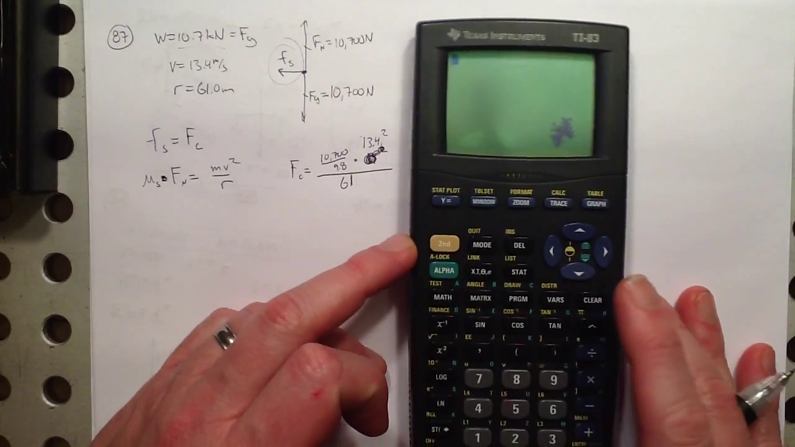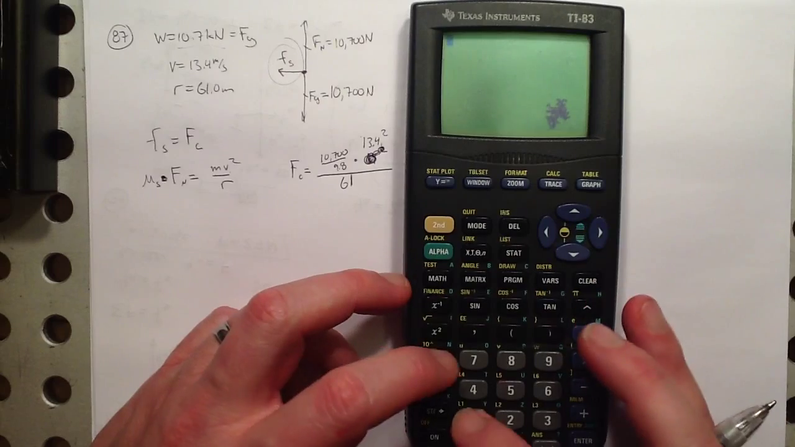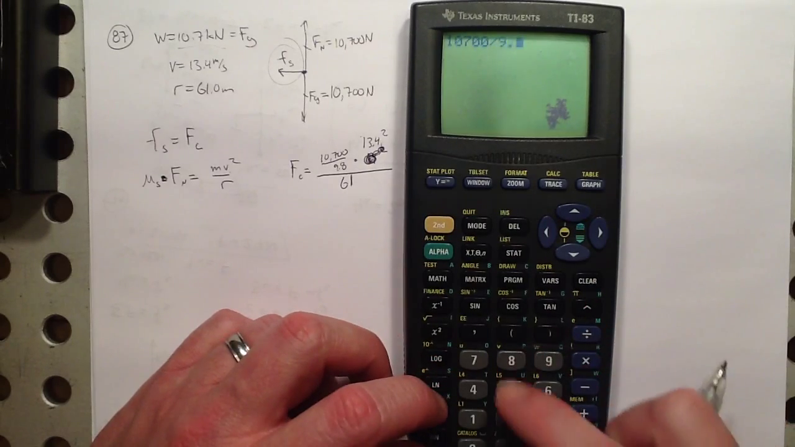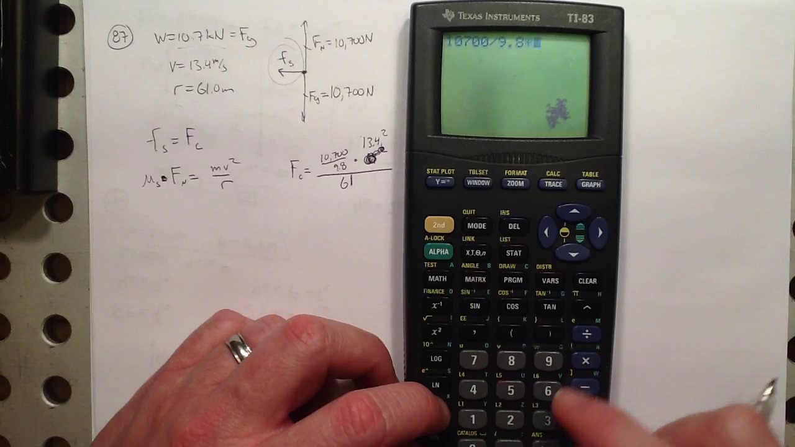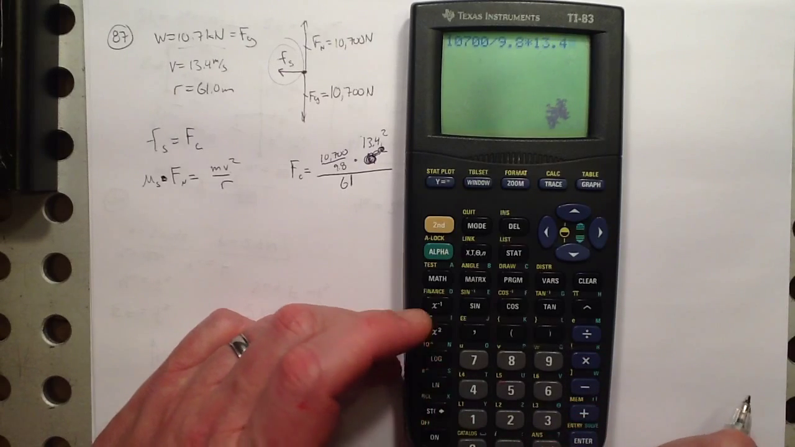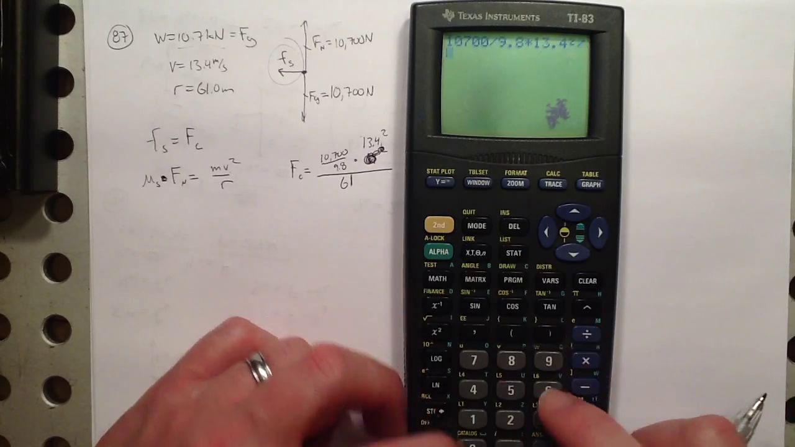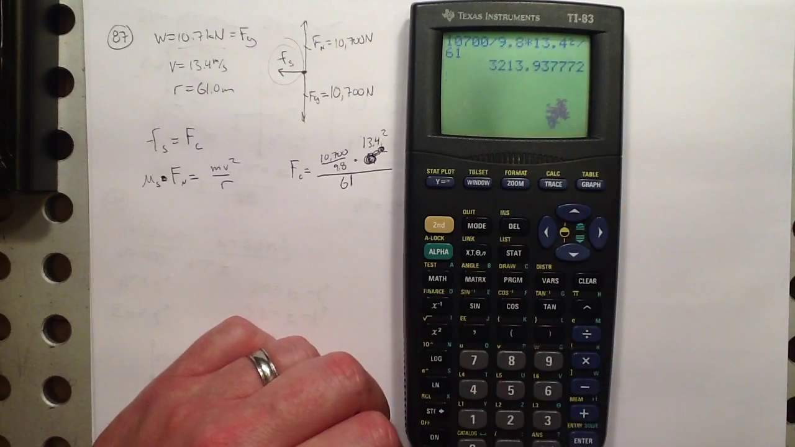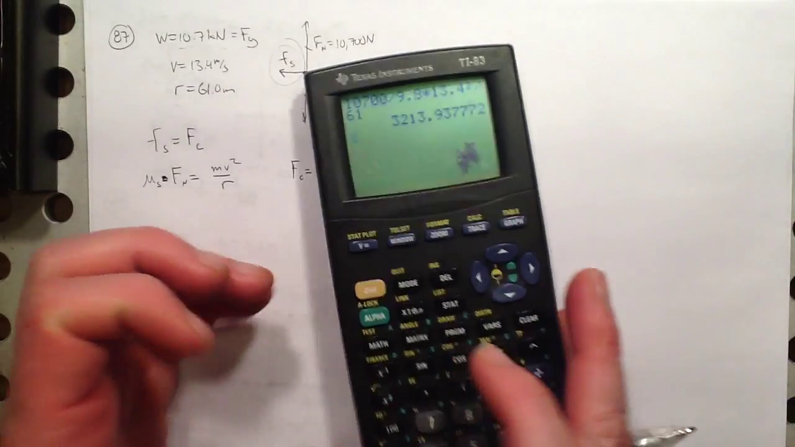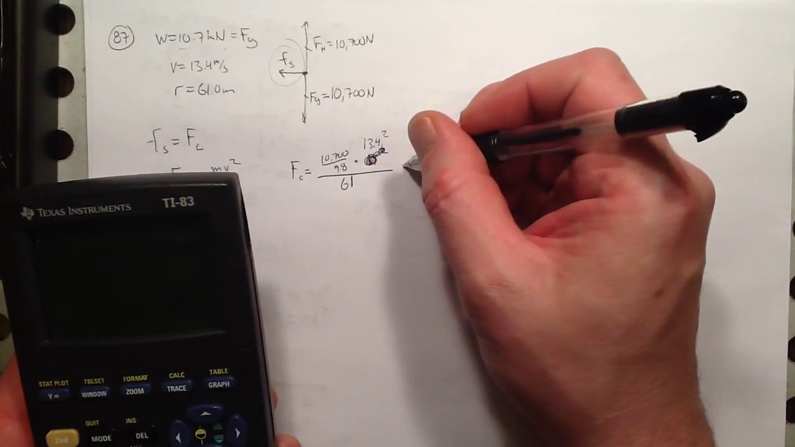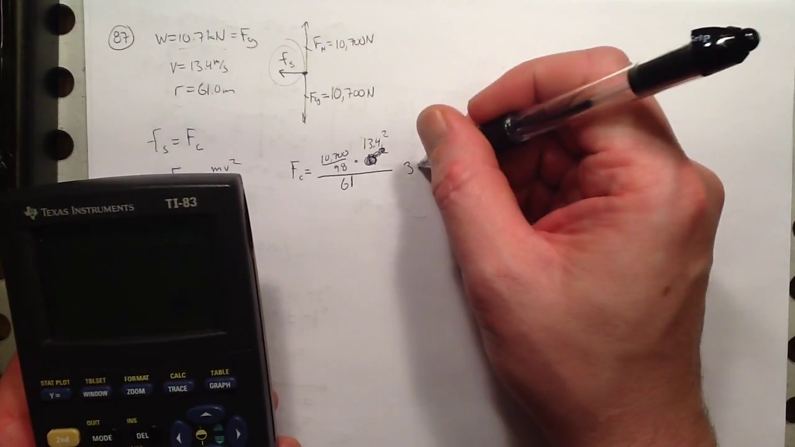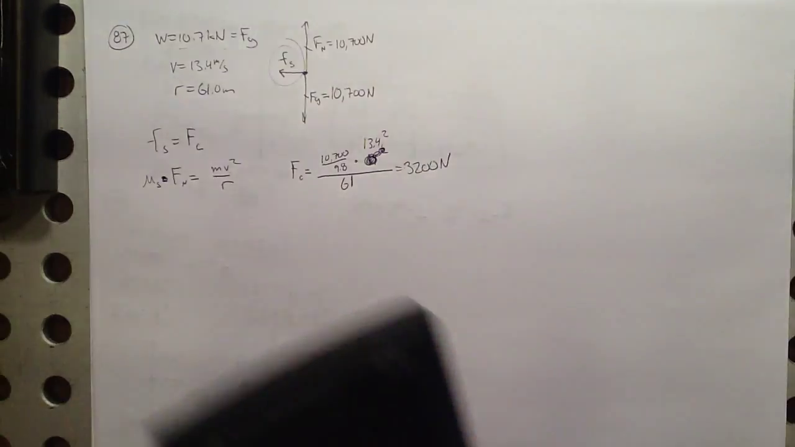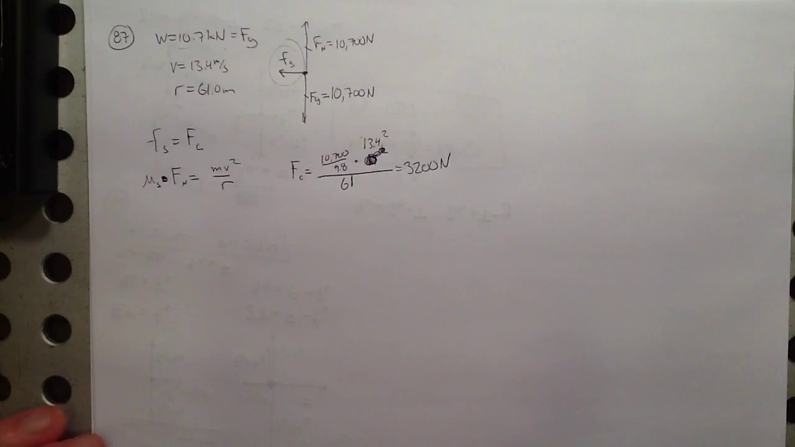Let me get that in the calculator, see what it says, and we'll see if we got enough friction to make this turn. 10,700 divided by 9.8 times 13.4 squared all over 61. I don't need parentheses there because it's divided just by one number. So we would need about 3,200 newtons, give or take.